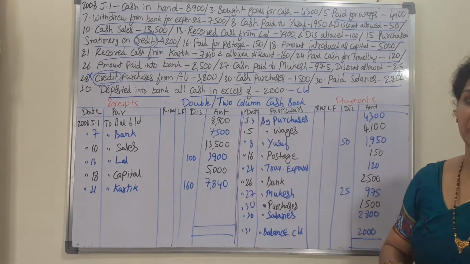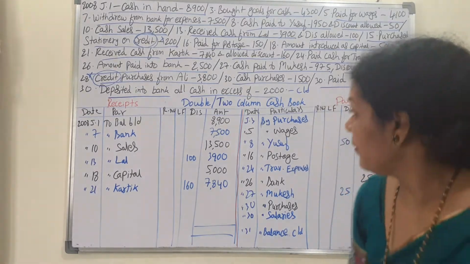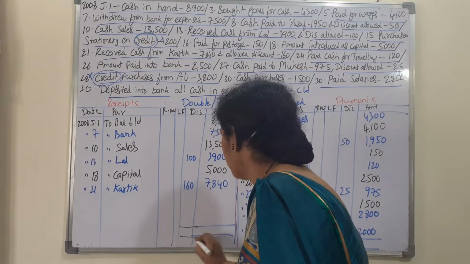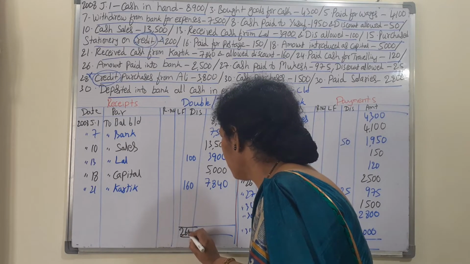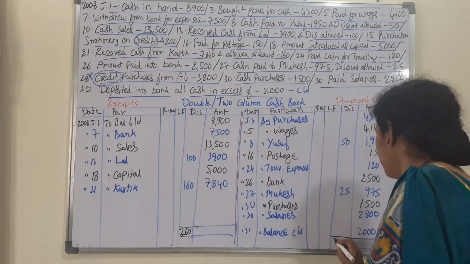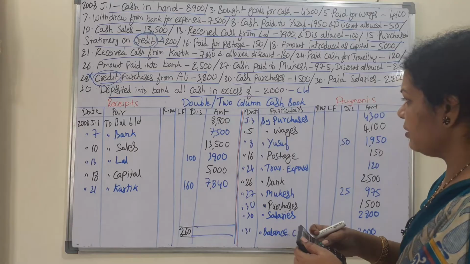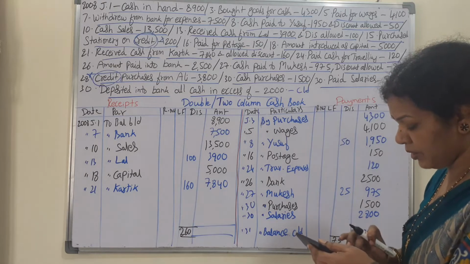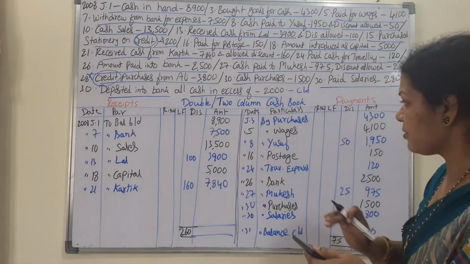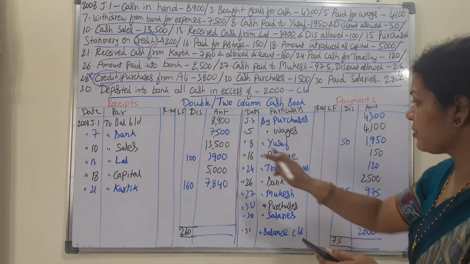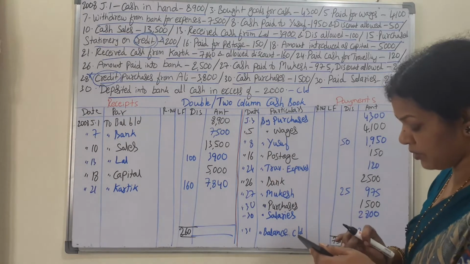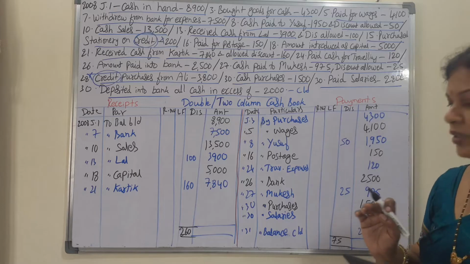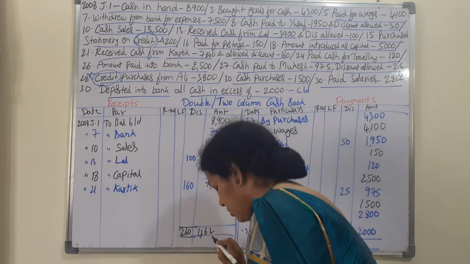First what we'll do, we'll total this up to get the balancing figure. To total up, we'll write the discount as it is, 260, and here it is 75. This total we'll see: 8,900 plus 7,500 plus 13,500 plus 3,900 plus 5,000 plus 7,840. This is 46,640.